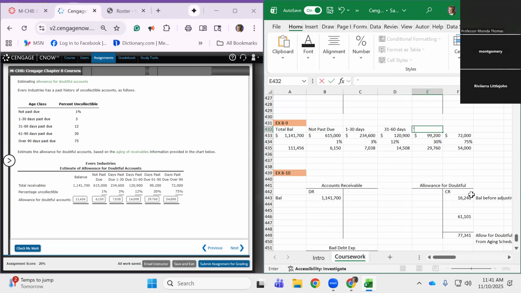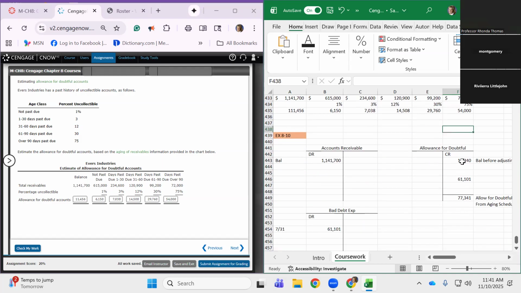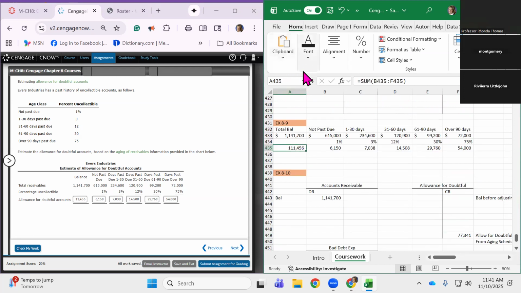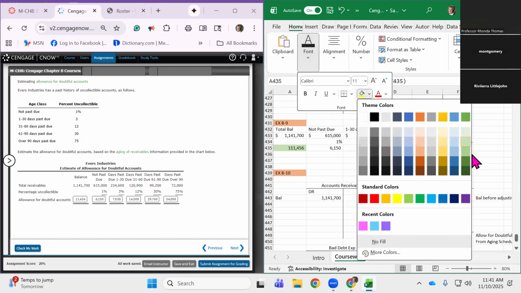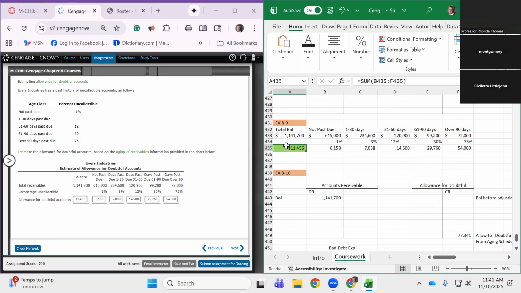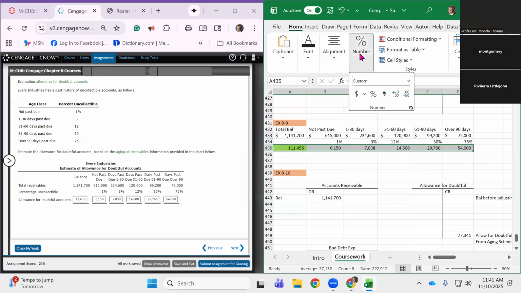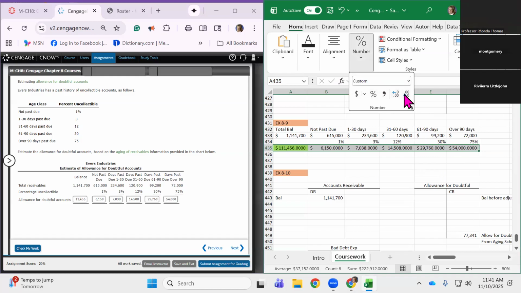So this is a much better calculation to estimate what our uncollectibles would be by aging everything. And then the last one is over 90 days. Now I have no idea what the balance was in here before doing this aging of the receivables. But once we age the receivables, let me highlight this in green. That's what we're trying to find: the amount that is the estimate for that allowance account. And let me turn these all into dollars, by the way, so we get this fixed.